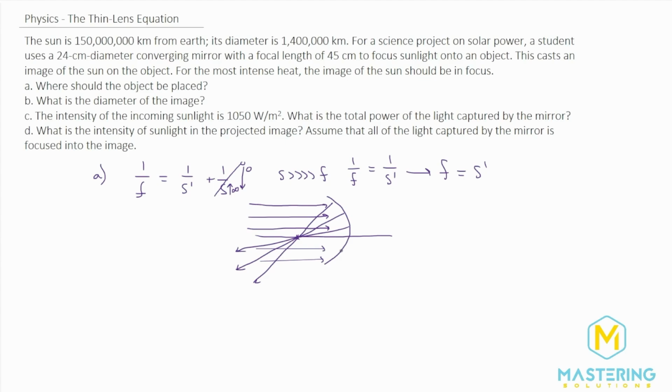And so conceptually, this is what's happening. If we place the image of the sun right at the focal point, that's where we'll get the clearest image, because that's where we get the convergence of all these light rays.